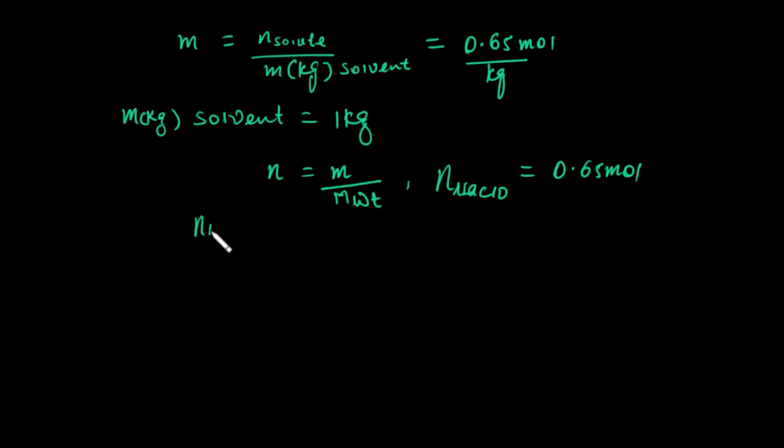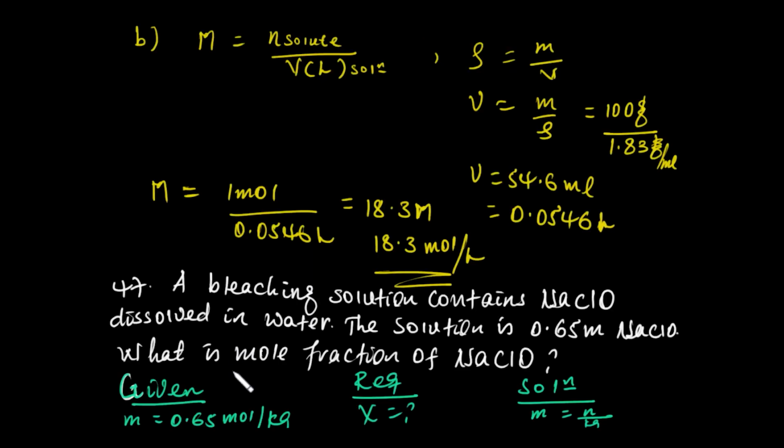Moles of H2O is equal to the given mass of H2O, that is 1 kilogram, divided by the molecular mass of H2O. Gram per gram cancels. This is equal to 55.5 moles. Now, what is the mole fraction of sodium hypochlorite in this solution?